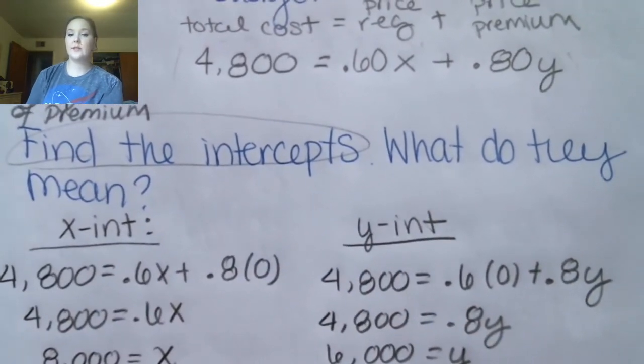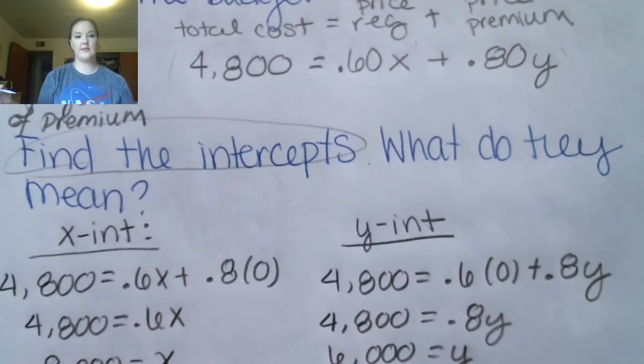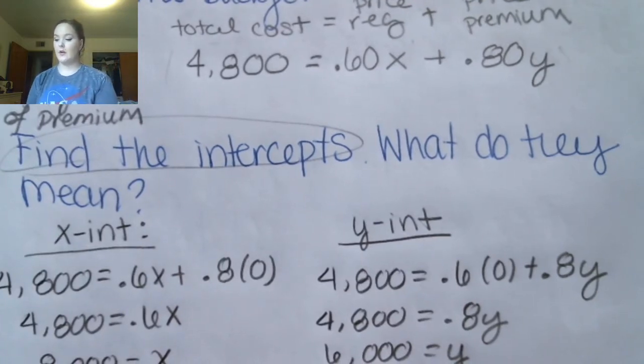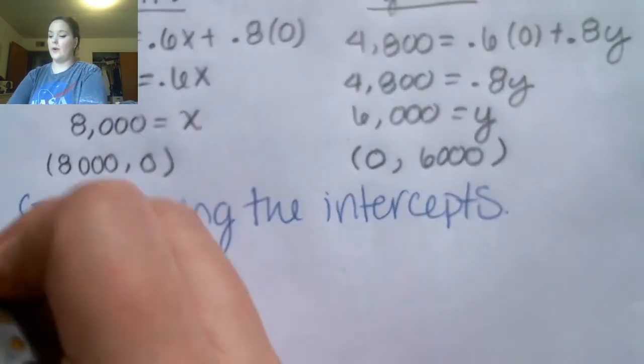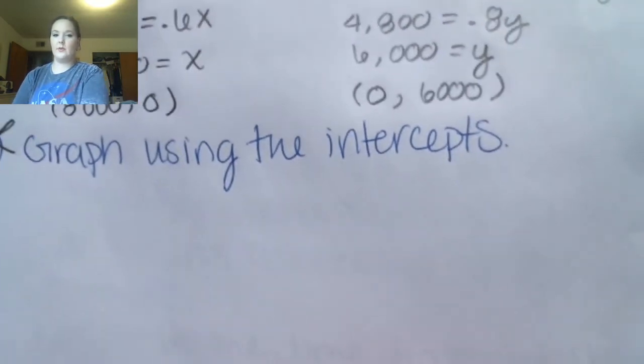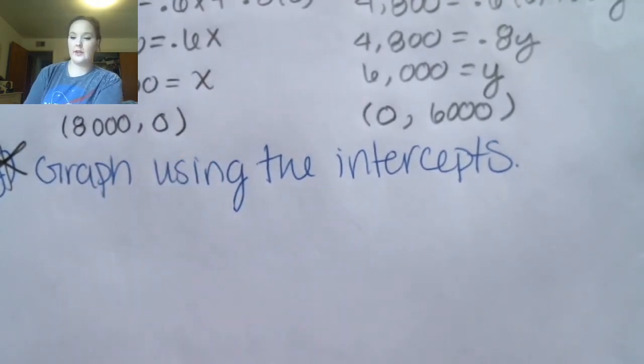So we still need to answer what do they mean. Whenever something's asking about a word problem, what does this mean? It's asking you to interpret it in terms of the words from the word problem, right? So about gas and cost, what do these points mean? We will graph using the intercepts, but first we're going to write down what these mean.